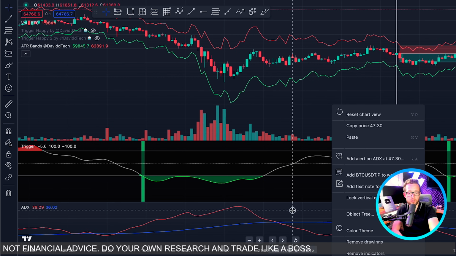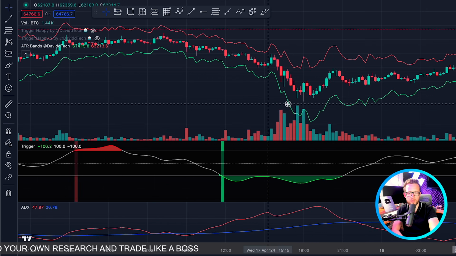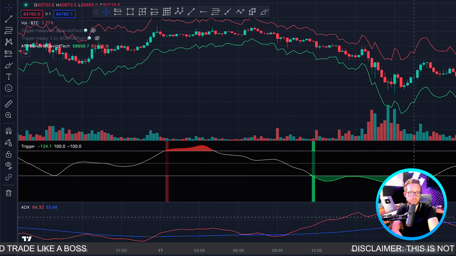As you can see, it's brilliant here. It's actually stopped us from getting in from all of this sideways market movement. But when it actually trends downwards, we're still being able to take trades. So I hope that makes sense, guys.